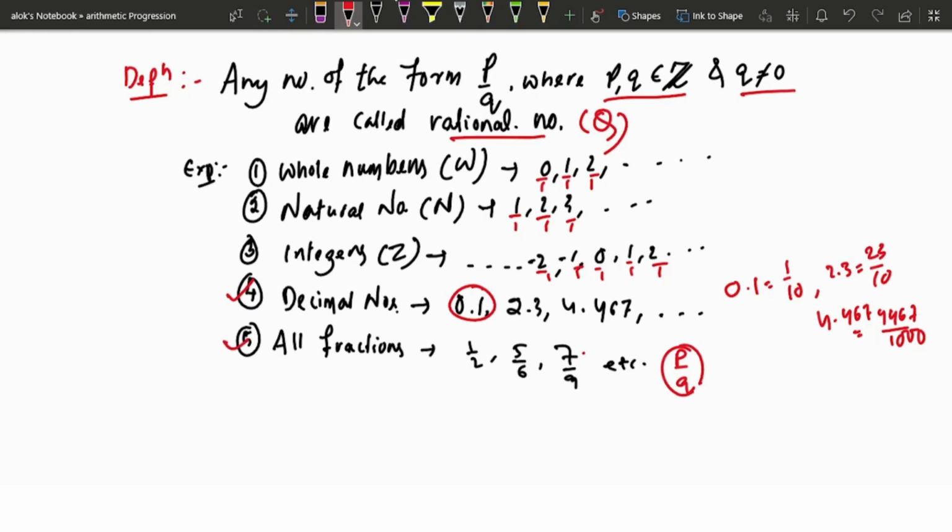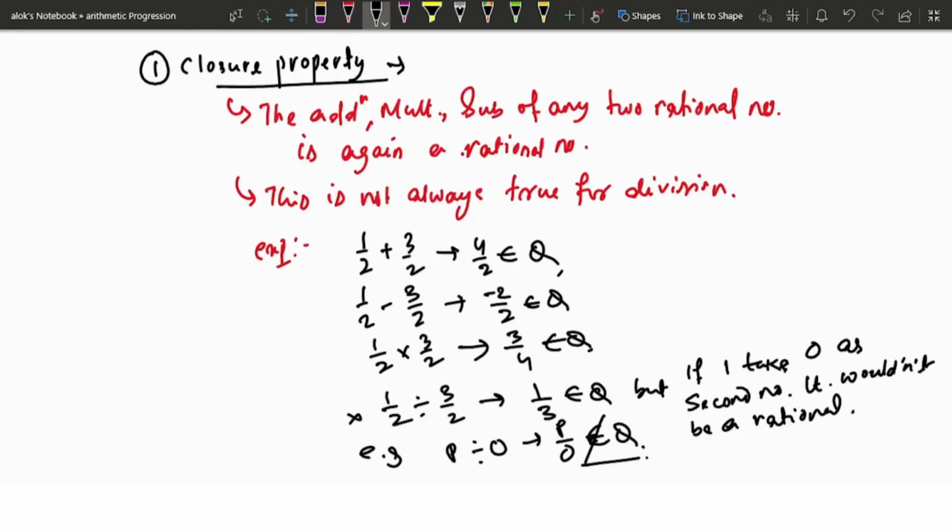Next we discuss all the properties of rational numbers. There are mainly 5 properties and one additional property. The first property is the closure property. Closure property means that for addition, if we add two rational numbers, we again get a rational number, then we say the closure property of addition is preserved.